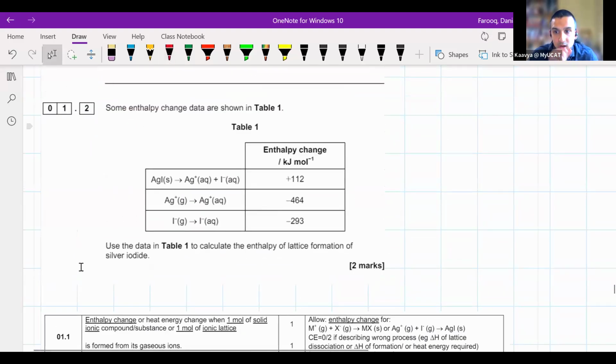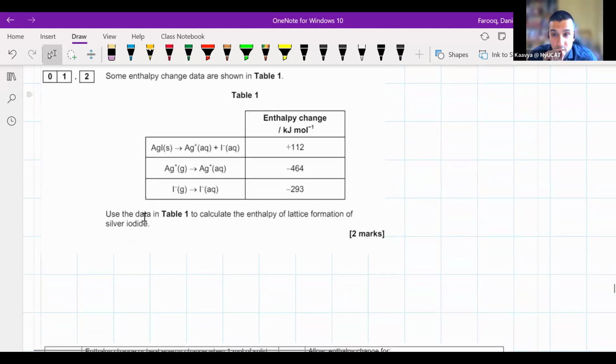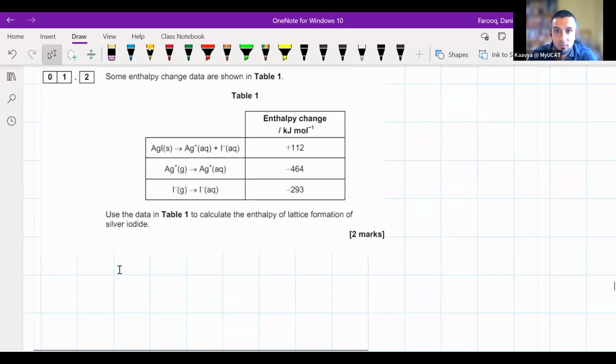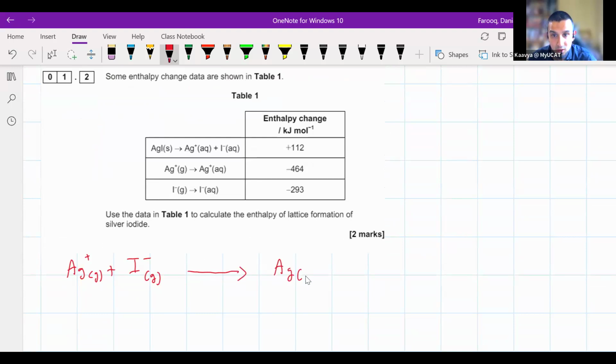So use data 1. Use the data in table 1 to calculate the enthalpy of lattice formation of silver iodide. So we want the lattice formation of silver iodide. That is the formation of silver iodide, which will be Ag+ gas plus I- gas, because remember we're forming it from the gaseous ions. So we start off with the gaseous ions, and then we go to AgI solid.